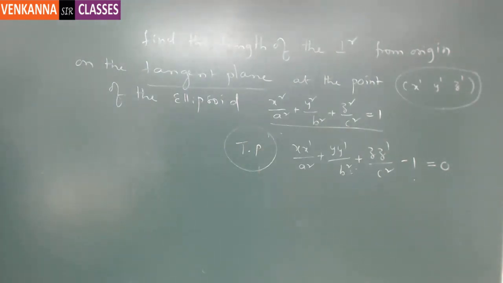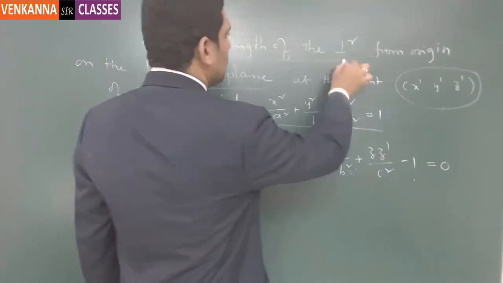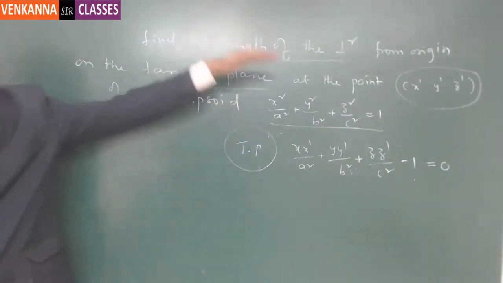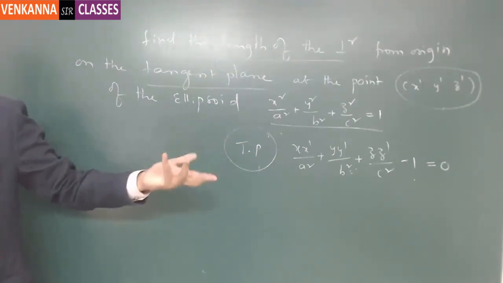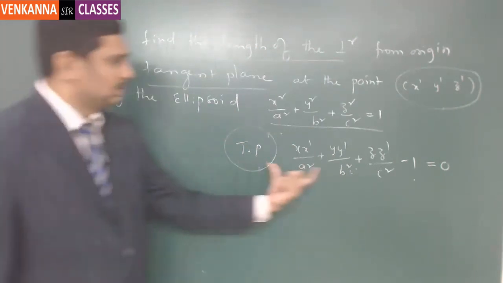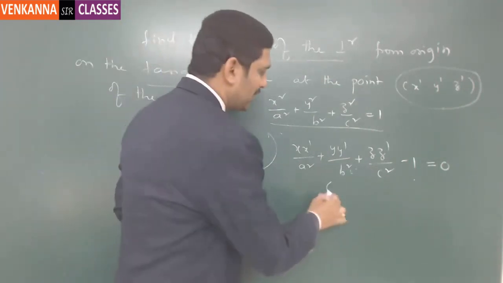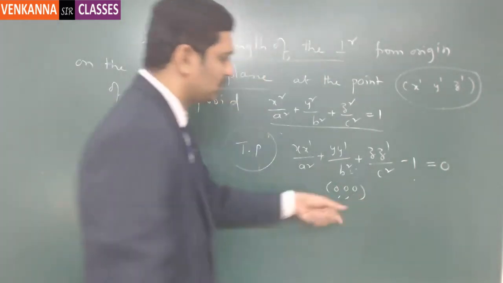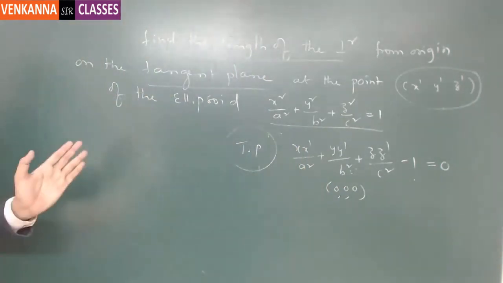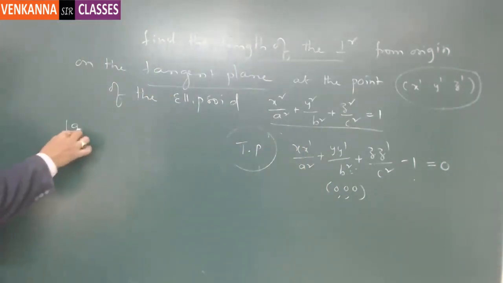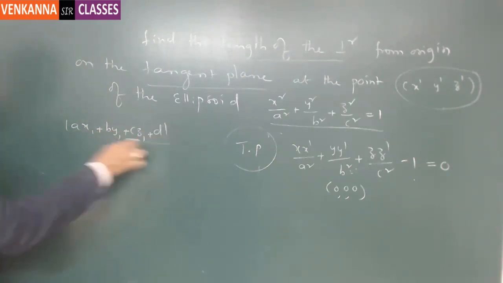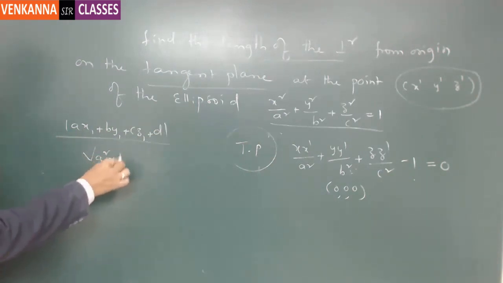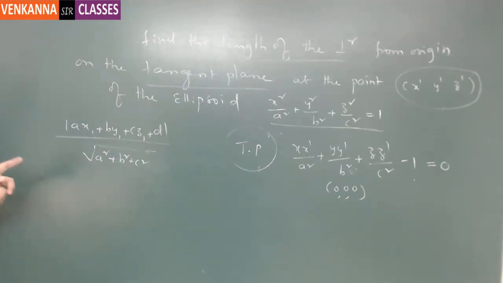And we have to calculate the length of the perpendicular from origin to the plane. In other words, you are calculating the distance. So this is the plane we have. We are calculating the distance from origin to the plane. So we have a formula there earlier. This is the formula we use actually to calculate the distance. Can you remember?